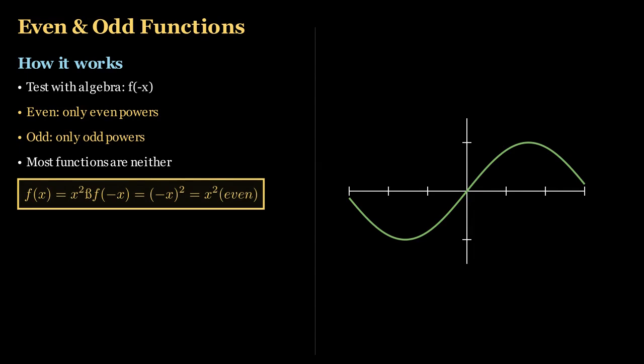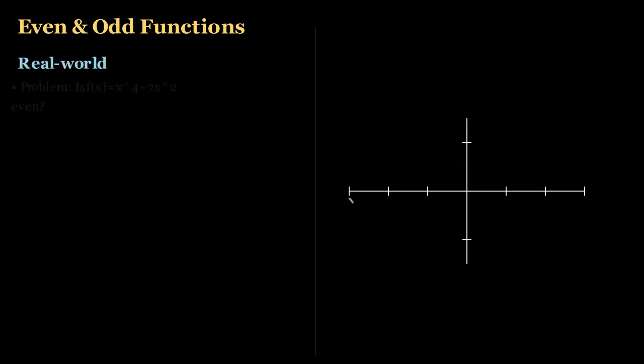Suppose we have the function f of x equals x to the fourth power minus 7x squared. To check if it's even, we find f of -x. We replace each x with -x, giving us (-x) to the fourth power minus 7 times (-x) squared. A negative number raised to an even power becomes positive, so (-x) to the fourth is just x to the fourth, and (-x) squared is x squared.